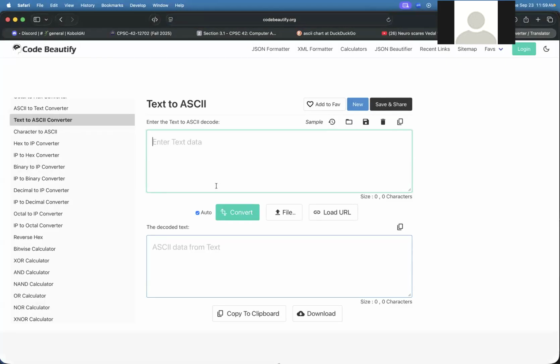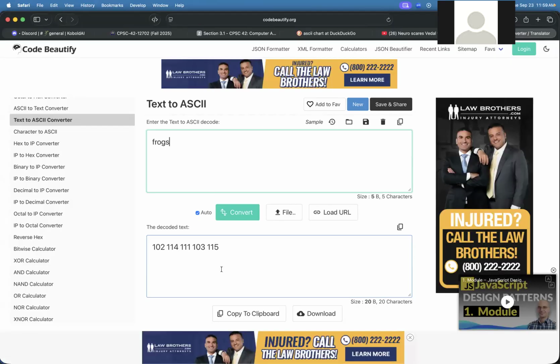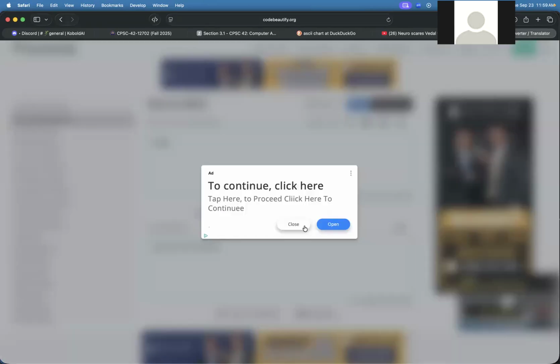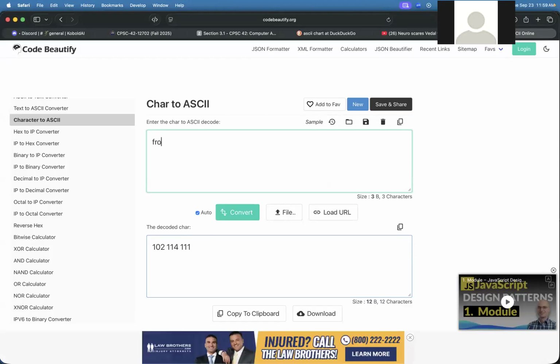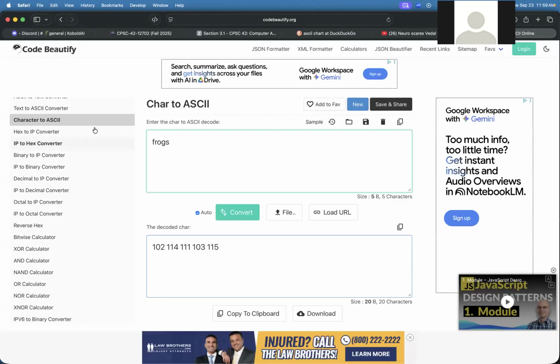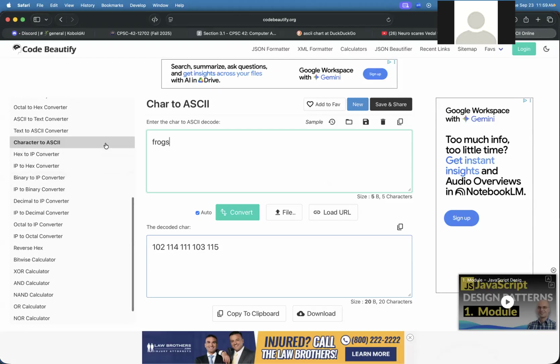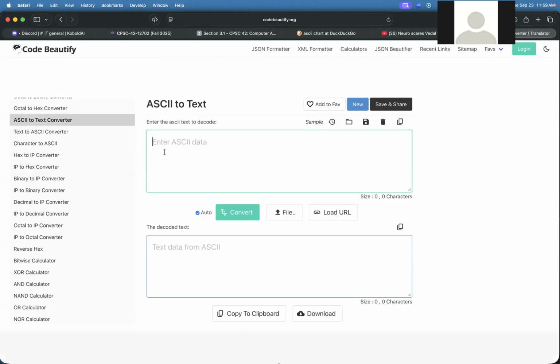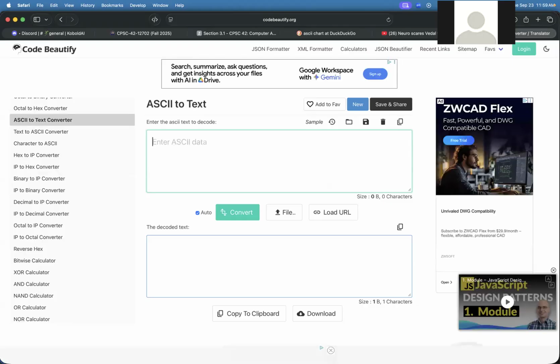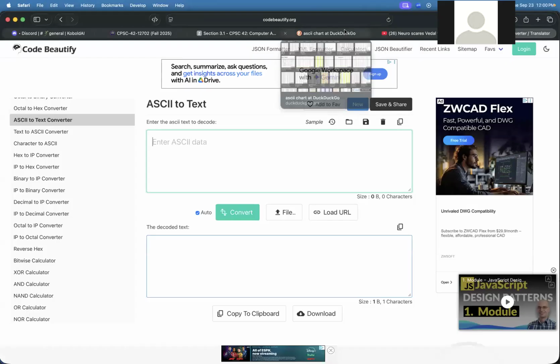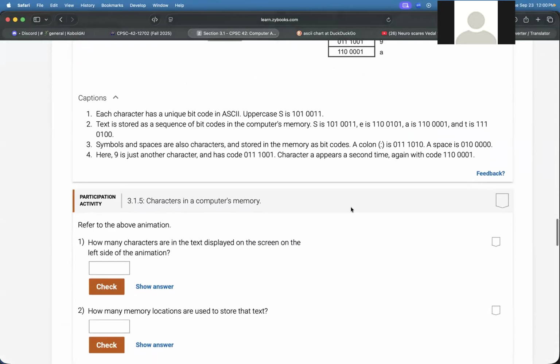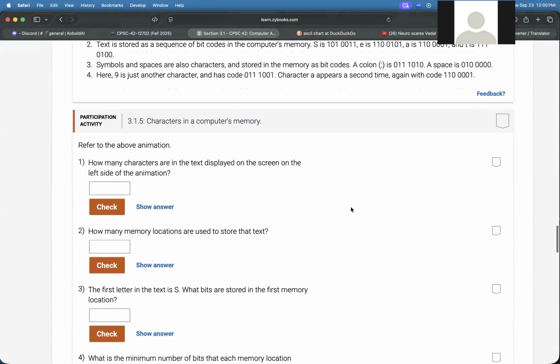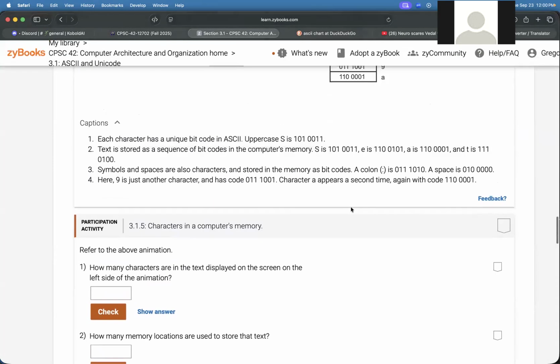So you can find these, like frogs. Wait, text to that is this, I guess. Close. What? This is not working the way I wanted it. Okay, well, forget it. I don't like the way this calculator was doing this, but there are converters that will convert to and from ASCII, so you can look at the binary version of the code.